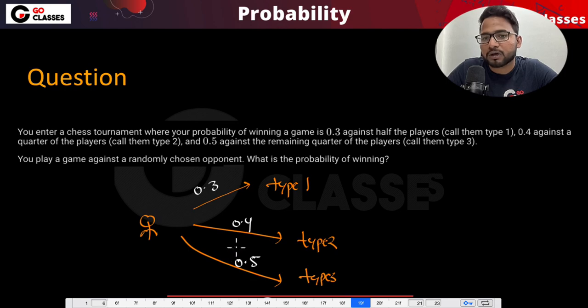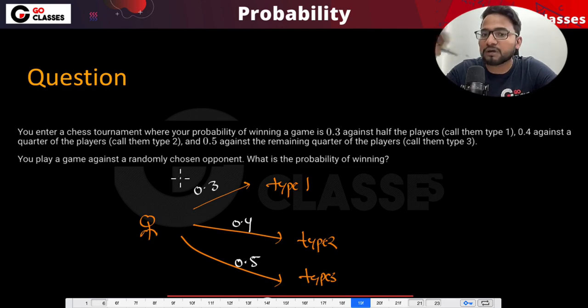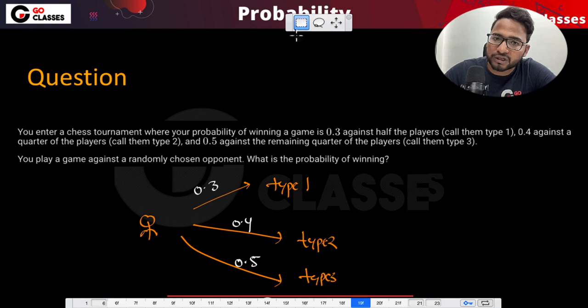I hope you understood. Now this summation need not be 1. The reason is very simple, and I hope you also understood the reason. Now what they are asking is that you play a game against a randomly chosen opponent. See, you need to identify the sequence of events. First you are choosing the opponent, and then you are playing the game, which means either you are losing or you are winning, but that is after choosing the opponent.